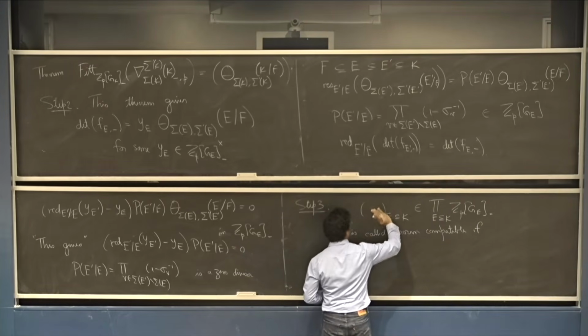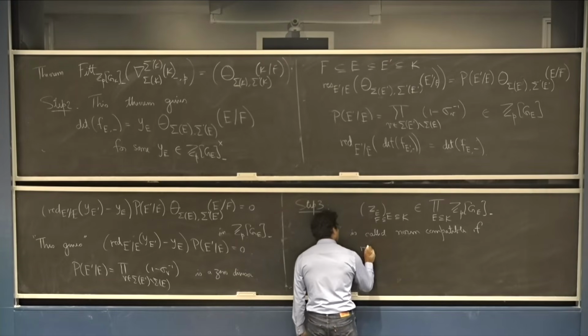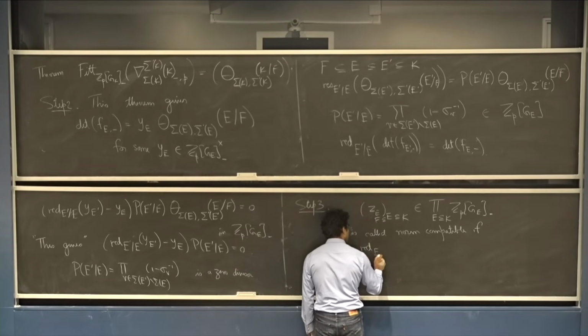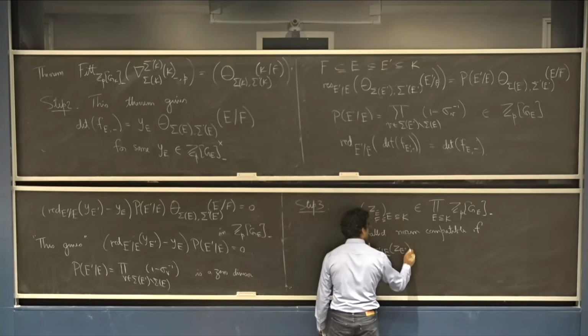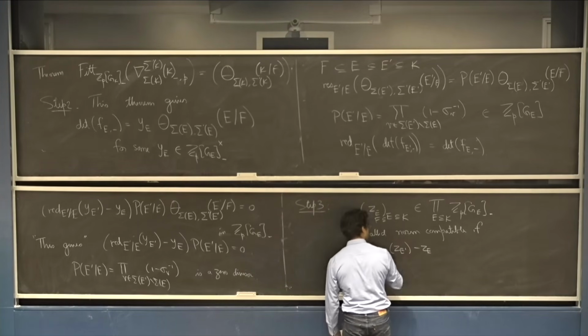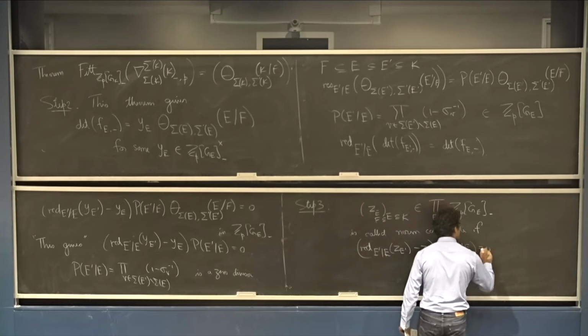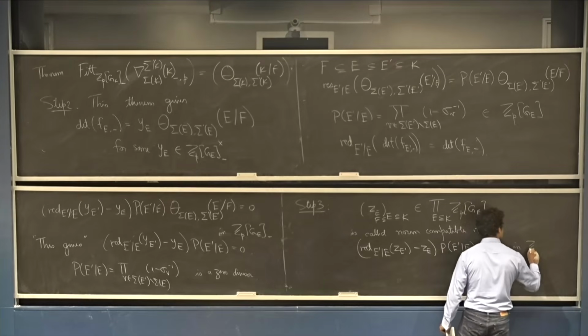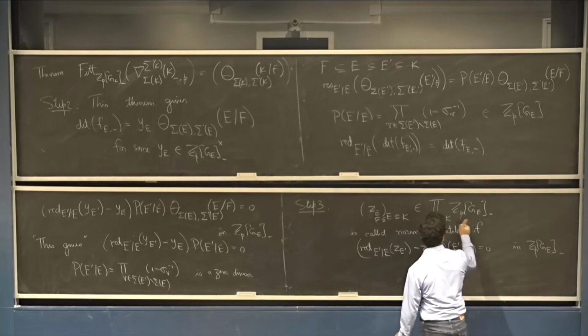So maybe I'll denote this by Z. If the reduction from E' to E of Z_{E'} minus Z_E P_{E'/E} is 0 in Z_p[G_E]^-.